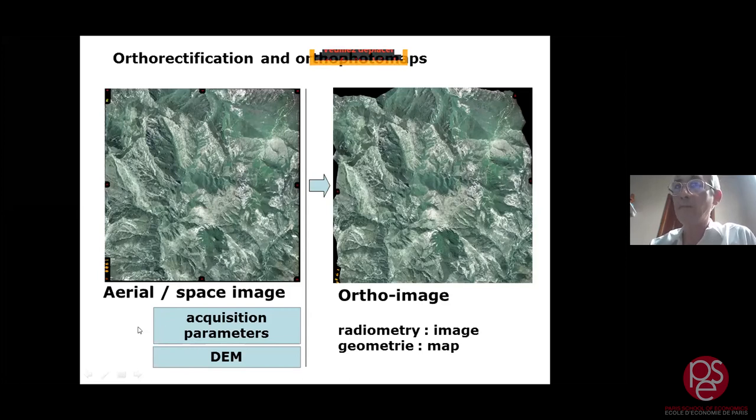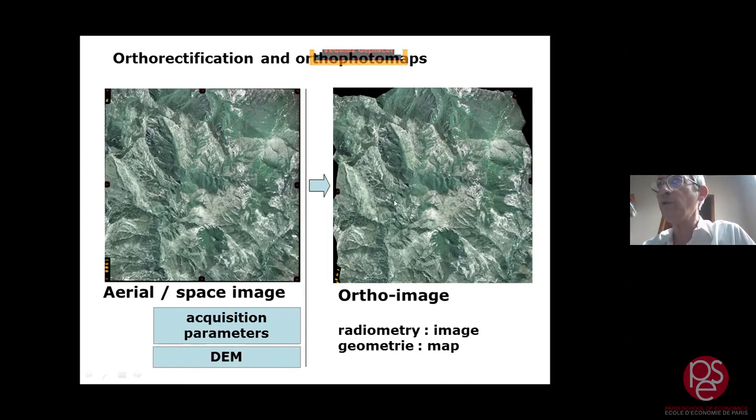Thanks to all these parameters, I'm able to bring each pixel of the image, which is not in the proper position, to the proper position and resample the image in order to have an ortho image, which is an image that can be exactly superimposed on a map. So this kind of product, the ortho photo map, has the radiometry of an image, which means the color, the texture, and so on. It is an image, but from a geometrical point of view, it is rigorously a map.